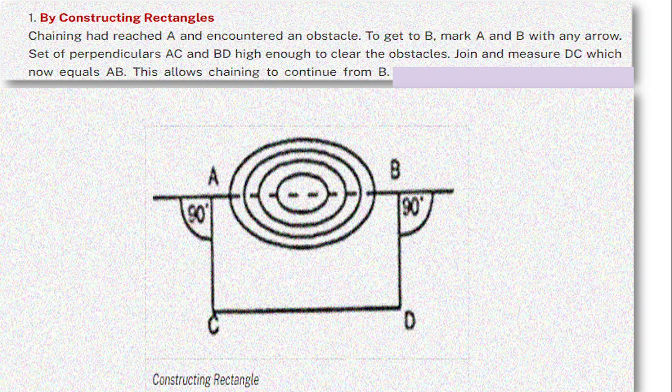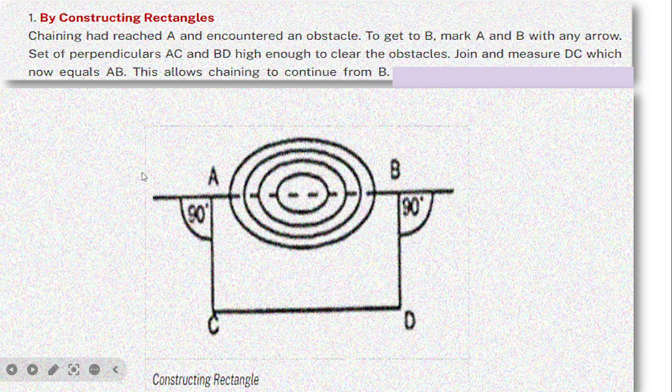Take an example, maybe the chaining has reached a point A and it has encountered an obstacle. The chaining has reached a point where it cannot carry on further, as this physical feature is obstructing the measuring by the chain. Now to get to point B, the required point that you have to reach from point A, first you have to mark these points, A and B.